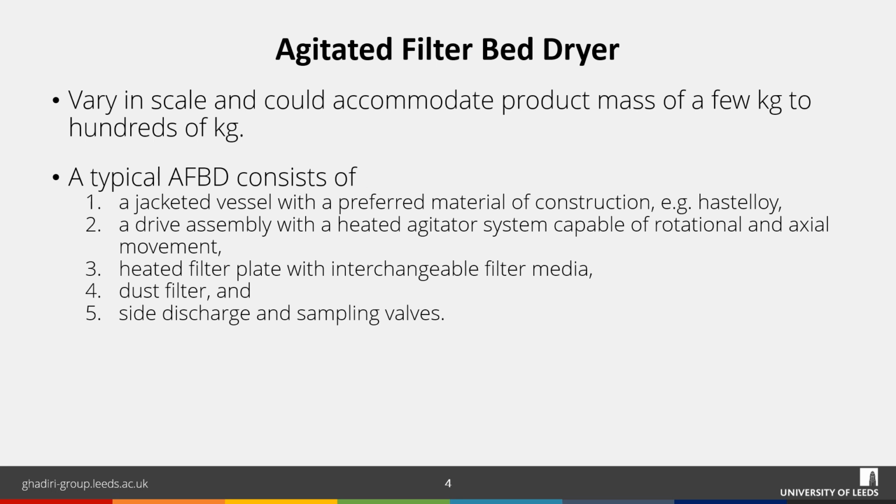Agitated filter bed dryers vary in scale and could accommodate product mass from a few kilograms to hundreds of kilograms. A typical AFBD consists of a jacketed vessel with a preferred material of construction, normally Hastelloy alloy, and second of all, a drive assembly with a heated agitator system capable of rotational and axial movement. We would also have a heated filter plate with interchangeable filter media, a dust filter, and also some side discharge and sampling valve.